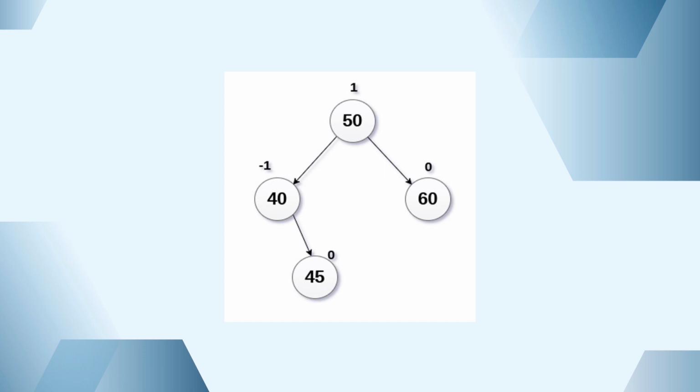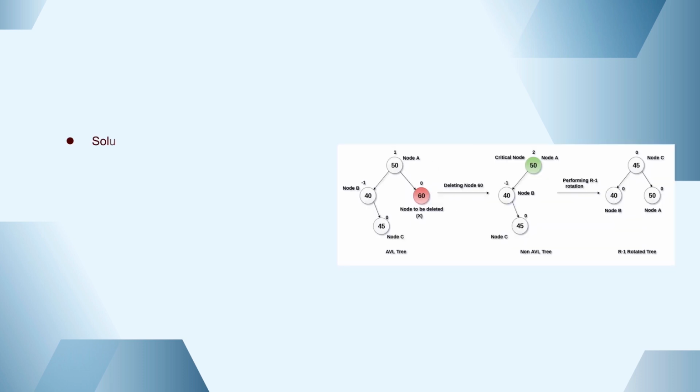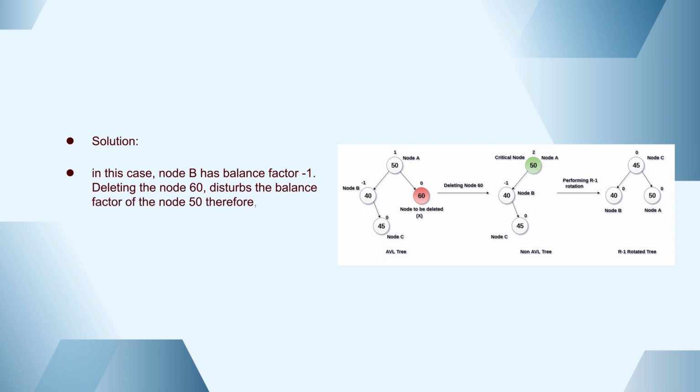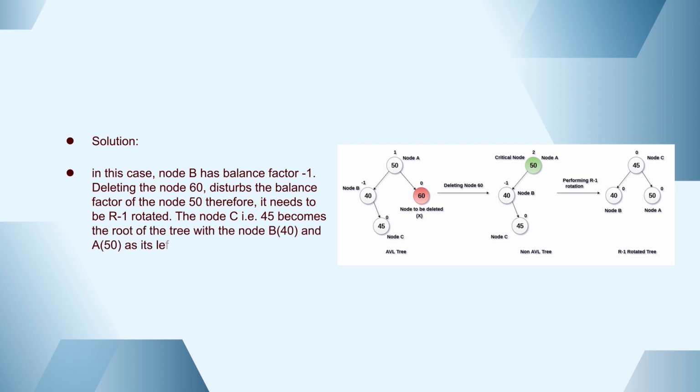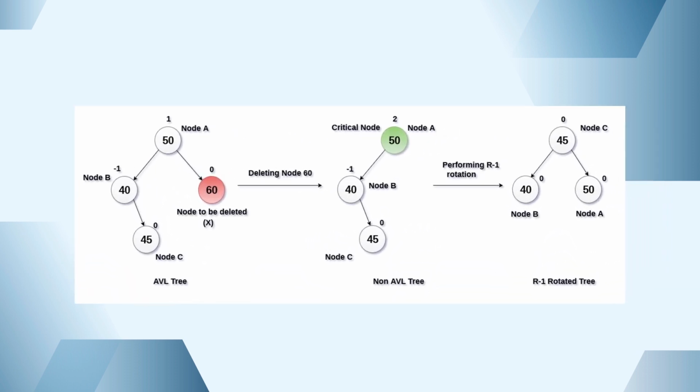In this case, node B has balance factor -1. Deleting the node 60 disturbs the balancing factor of the node 50 also. Therefore, it needs to be R -1 rotated. The node C, which is 45, becomes the root node of this tree with the node B, 40, and A, 50, as its left and right child respectively.